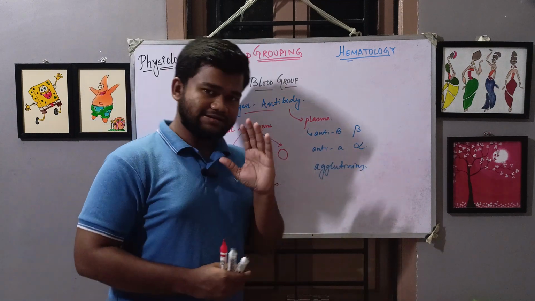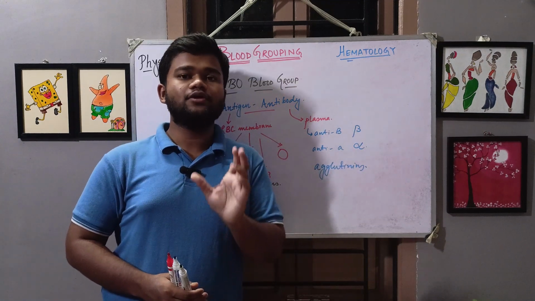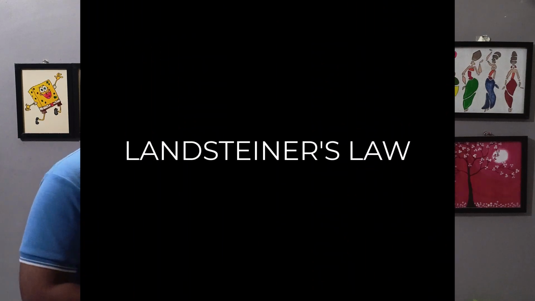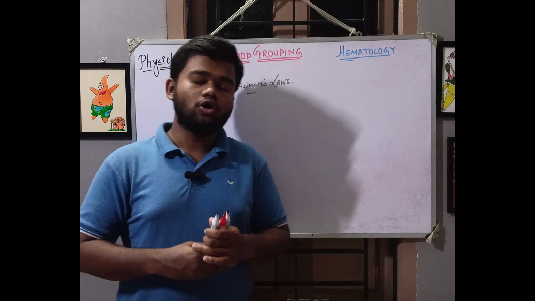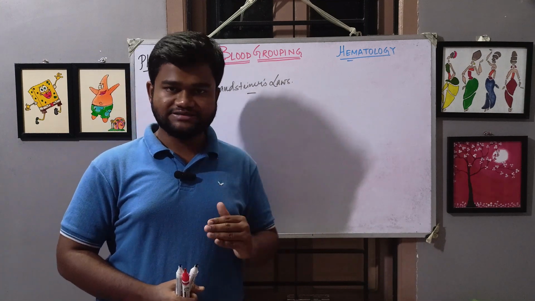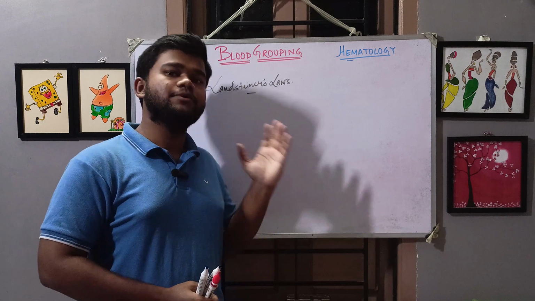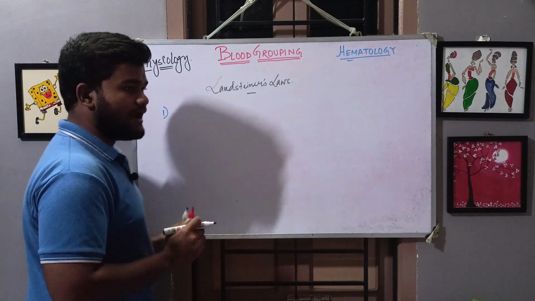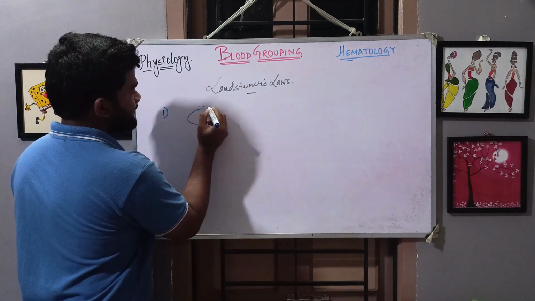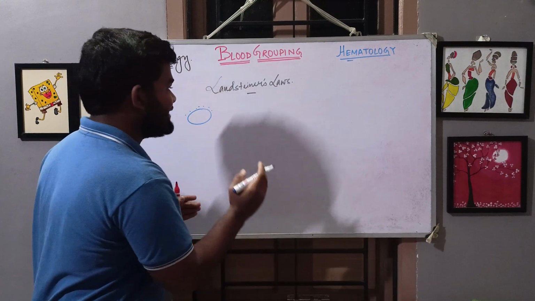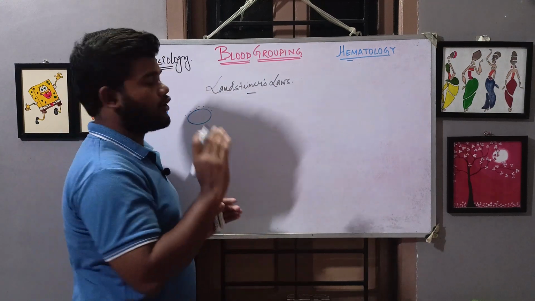Now that we have seen the basic concept of ABO blood grouping, let us discuss the laws given by Landsteiner. There are two different laws of Landsteiner on which ABO blood grouping is based. The first law states that if the RBC membrane has a specific antigen, its corresponding antibody shall be absent from the plasma.